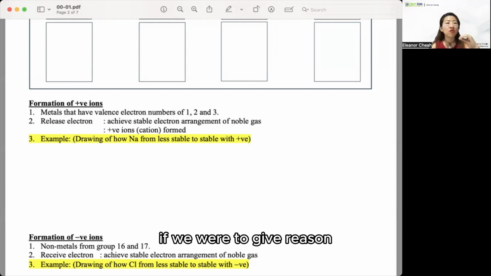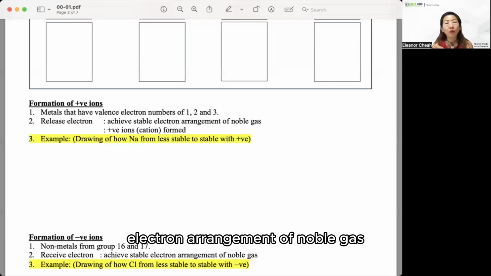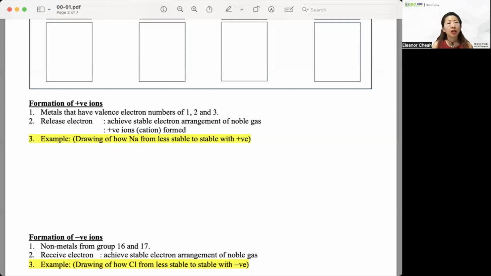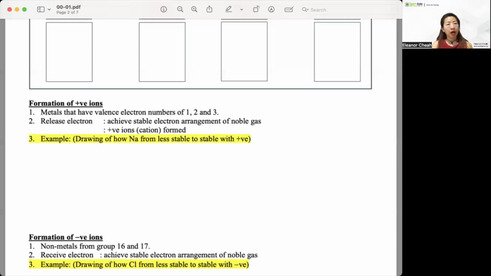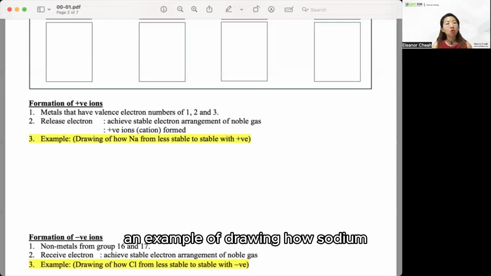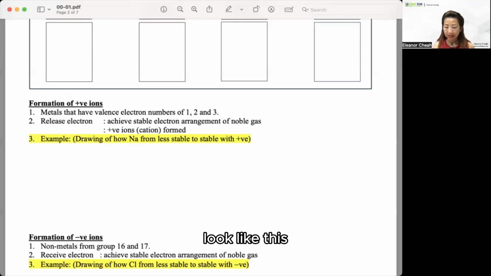So if we were to give a reason why metals become positive ions, it is because they want to achieve the stable electron arrangement of a noble gas, because people won't know what a stable electron arrangement is. So if we give the example of the noble gas type of electron arrangement, then people understand. Therefore, positive ions are formed. An example of drawing how sodium goes from less stable to stable with positive charge looks like this.